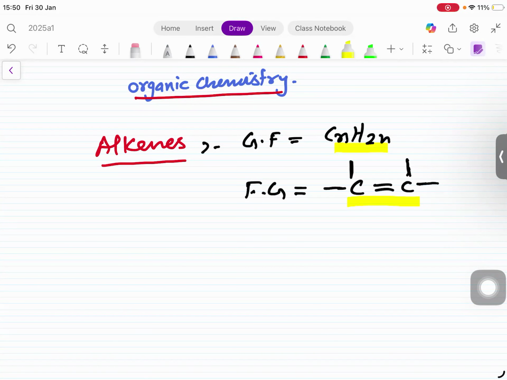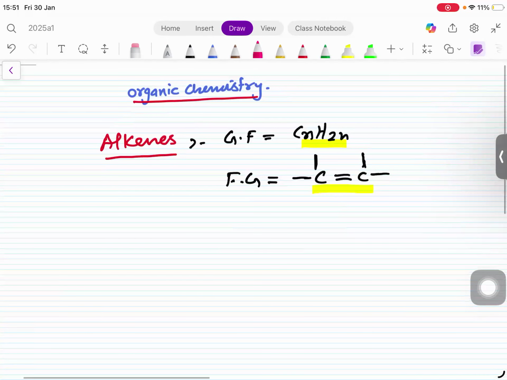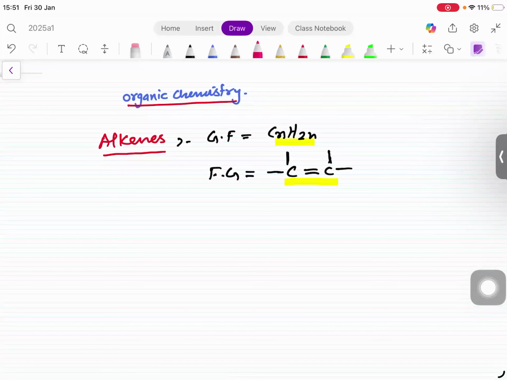You understand functional group: an atom, group of atoms, or bonds which assign the properties to the whole molecule. पूरे molecule को properties assign करते हैं ये. They are known as organic compounds, functional groups. And they're also known as unsaturated.